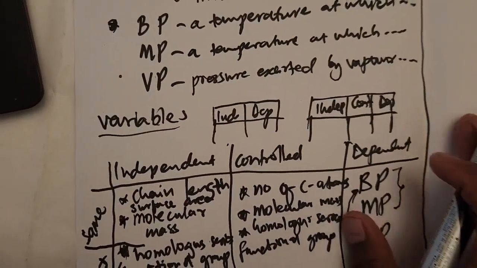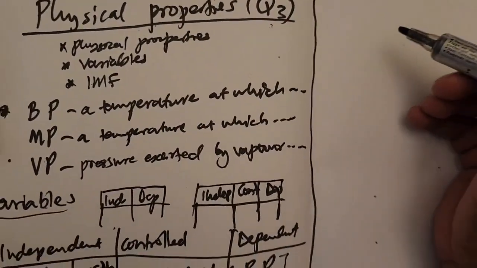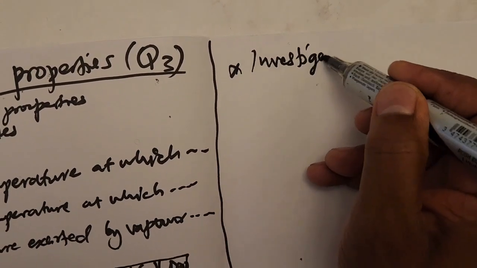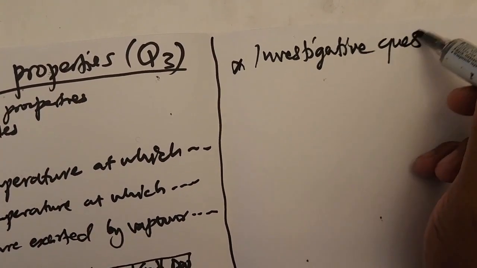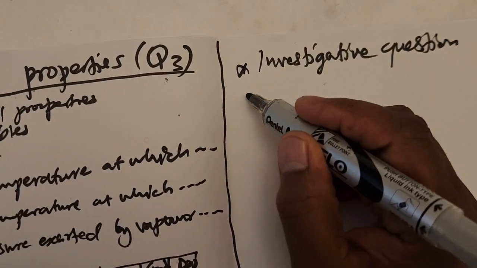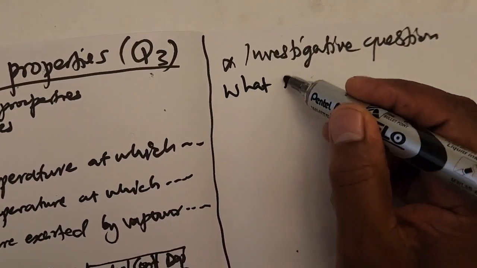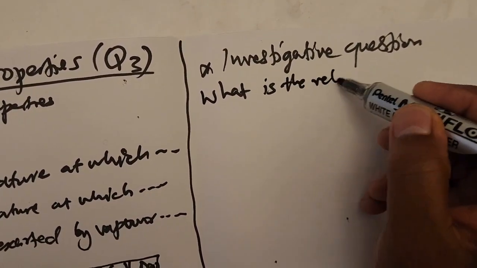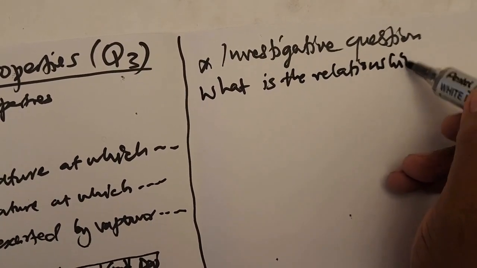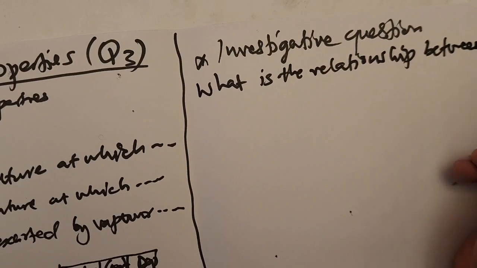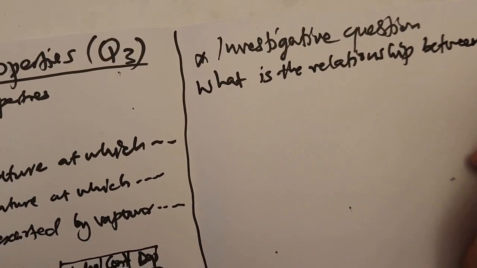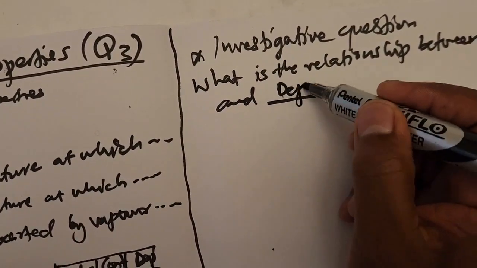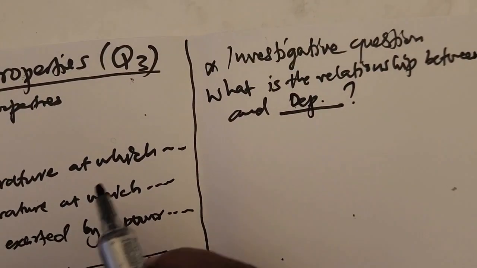Now, how can we use the independent variables and the dependent variable? We have to answer 3 questions that can come in the examination. The first one being an investigative question. If you want to make your life easy, just remember this frame: What is the relationship between the first variable, mainly the independent, if you don't want to confuse yourself, and the second variable, which is the dependent variable? Put the question mark for punctuation there.